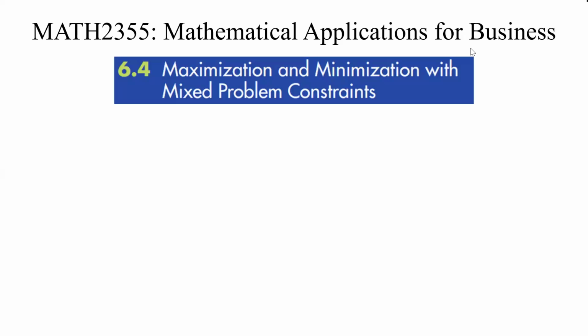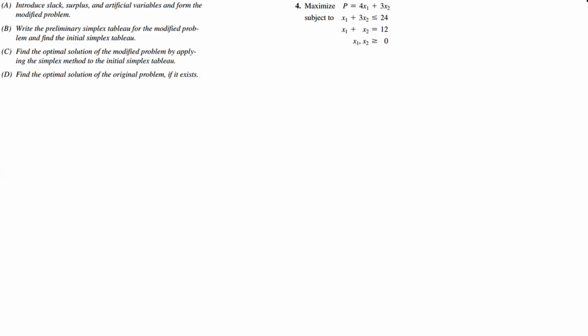All right, here we're on section 6.4 on maximization and minimization with mixed problem constraints. Here we're supposed to introduce slack, surplus, and artificial variables, and then form the modified problem. Then we're supposed to write the preliminary simplex tableau for the modified problem, and then find the initial simplex tableau. After that, find the optimal solution of the modified problem by applying the simplex method to the initial simplex tableau, and find the optimal solution of the original problem if it exists.